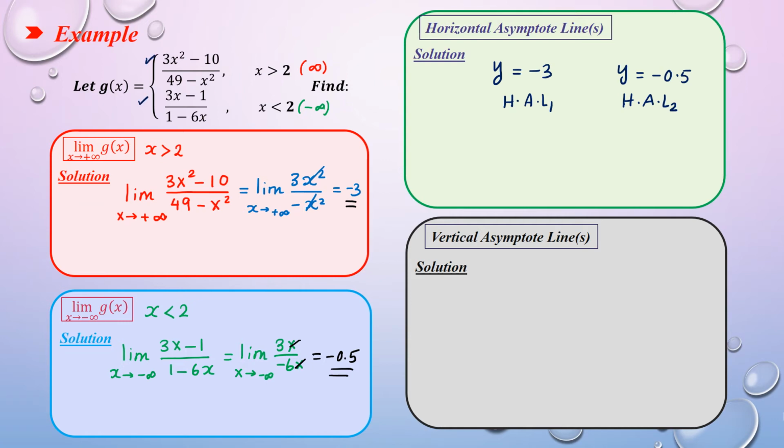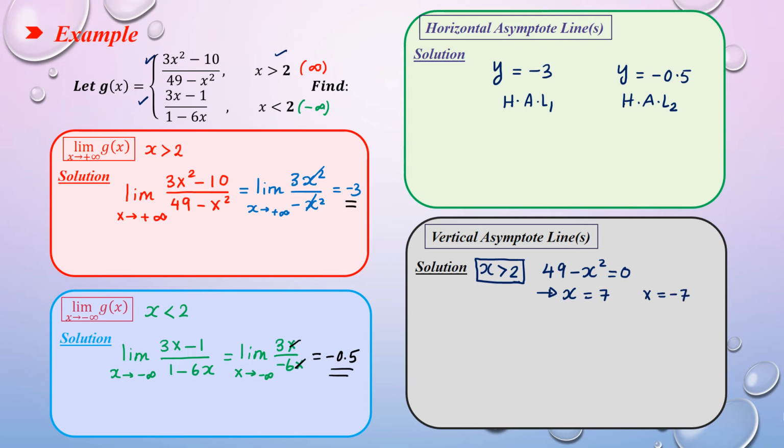So we will start with the first interval, x greater than 2. In this interval, we have the function 3x squared minus 10 divided by 49 minus x squared. So you have to take the denominator of this function and put it equal to 0. And you will get that x equals 7 and x equals negative 7.